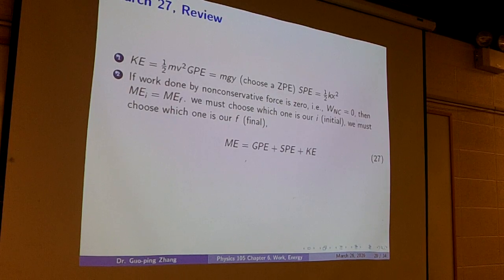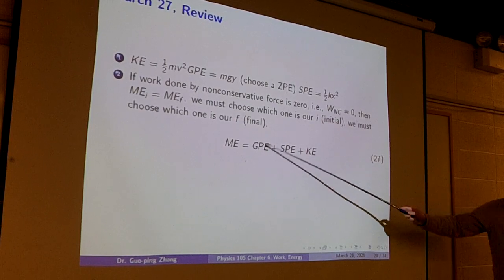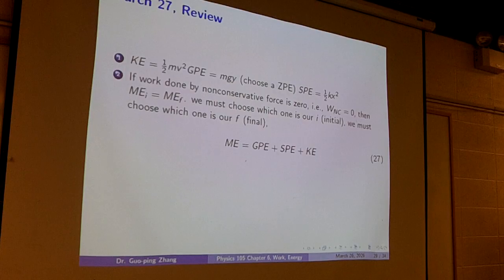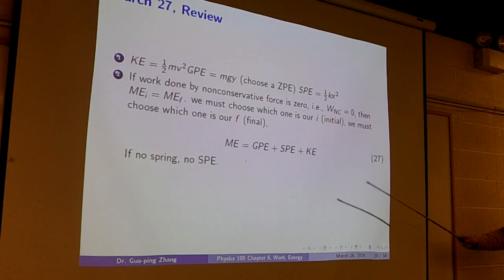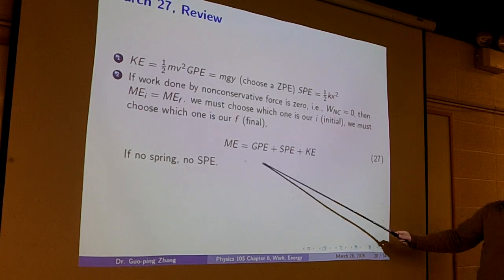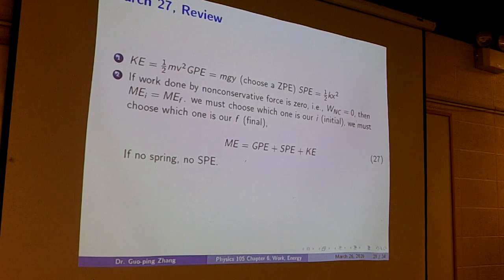The entire mechanical energy, in principle, has 3 terms: GPE, SP, and KE. You're going to add them up, and that's called mechanical energy. Now, in our class, some of these terms may not appear. For instance, if there's no spring, then there's no need for SP. If there's no spring, this term is just gone. There's nothing there.